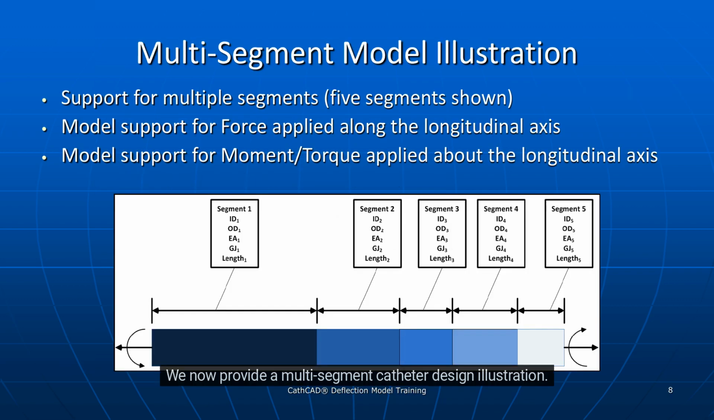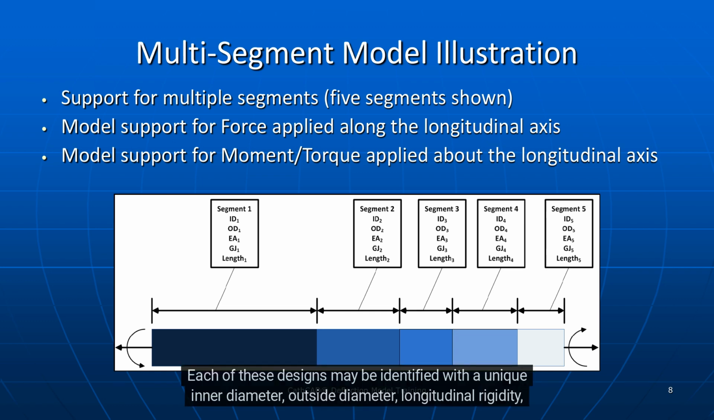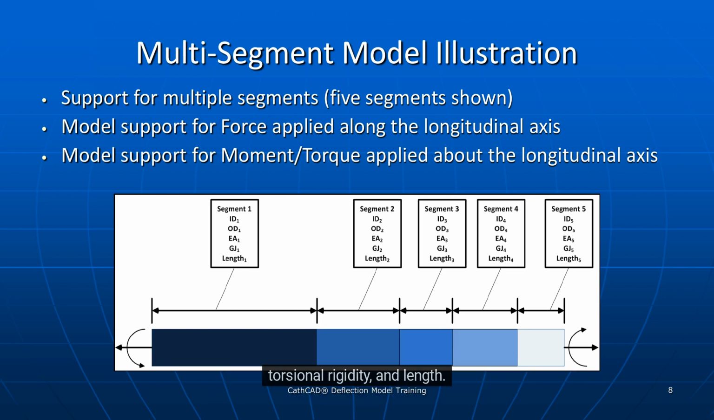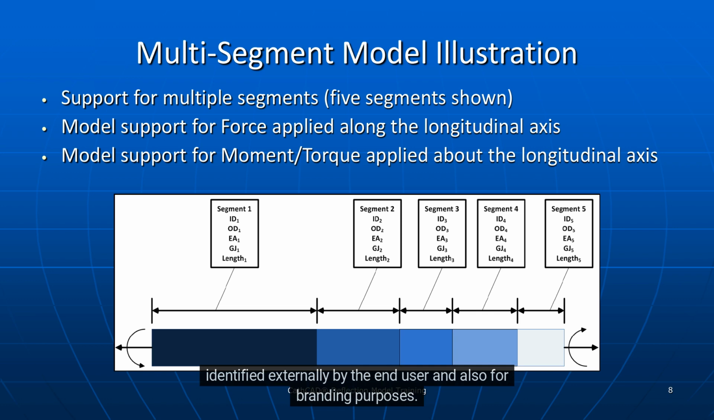We now provide a multi-segment catheter design illustration. The figure provided on page 8 of this training session illustrates a 5-segment design. Each of these segments may be identified with a unique inner diameter, outside diameter, longitudinal rigidity, torsional rigidity, and length. In many actual designs, each of these segments is typically a different color, so they may be easily identified externally by the end user and also for branding purposes.